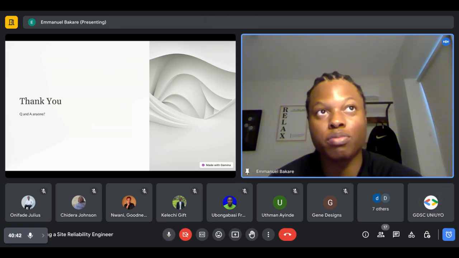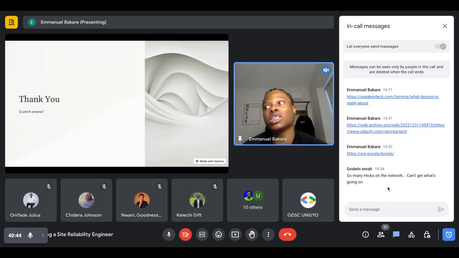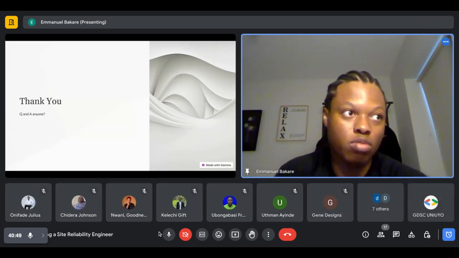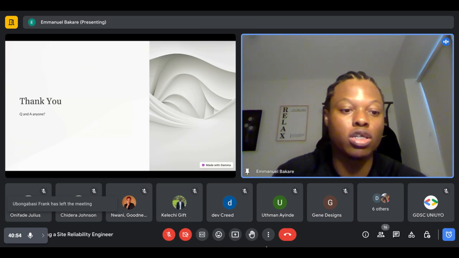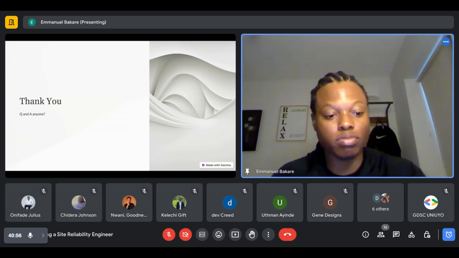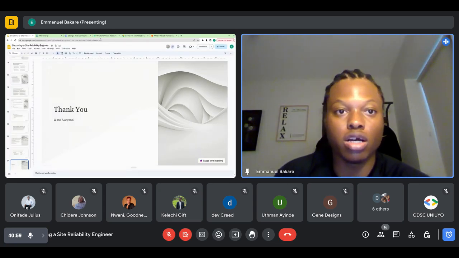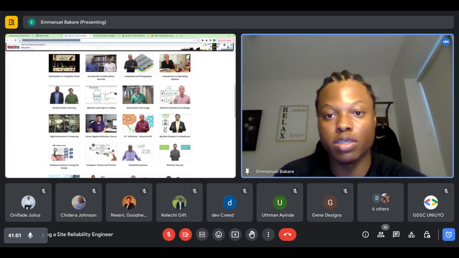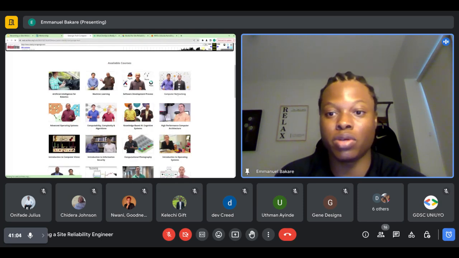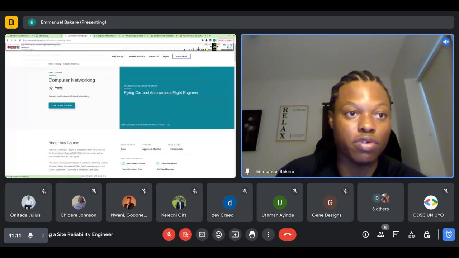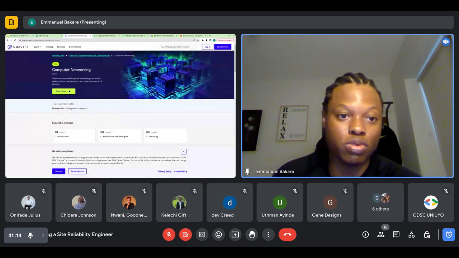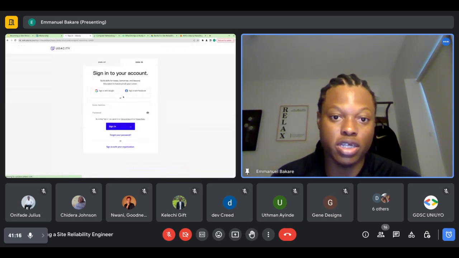Having a better understanding of the network is more important. What I mean by that is, let me show you an example. A lot of times we know REST, but on the SRE side, this is probably what I would study: this computer networking guide. This is what I would take instead.